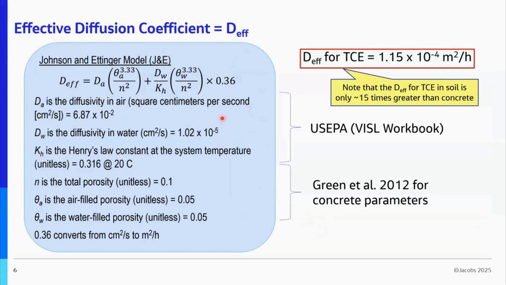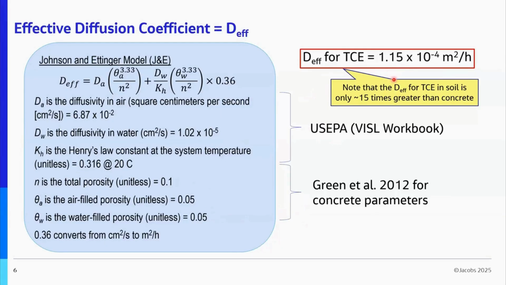And if you just use the default parameters that are provided in the EPA Visual Workbook for the chemical properties, and then go to the literature for some values for the air- and water-filled porosity of concrete that we found, you plug all that into the equation, and you come up with a diffusion coefficient for concrete of about 1.1 times 10 to the minus 4.